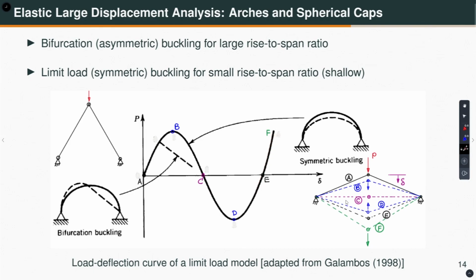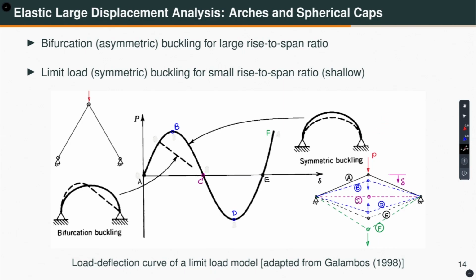So, this is kind of a toy example. Where does it happen in reality? Well, if you have shallow arches or shallow spherical caps where the rise to span ratio is basically small, okay, then you can get what is called limit load buckling or limit load instability. So, basically you reach a limit point, right, and this is not a bifurcation buckling, right. So, for this kind of structure you can get that.